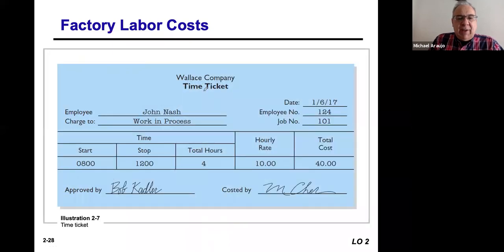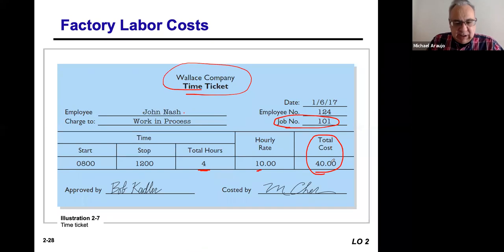And so what you have here is John Nash, who's the employee. This person started at 8 o'clock and stopped at 12 o'clock. So you had 4 hours of work on job number 101, okay, at $10 an hour, which means the labor costs associated with this employee's work is 40 bucks.